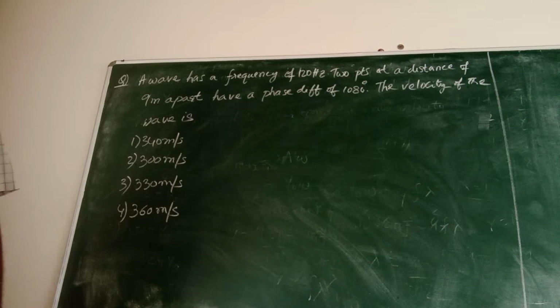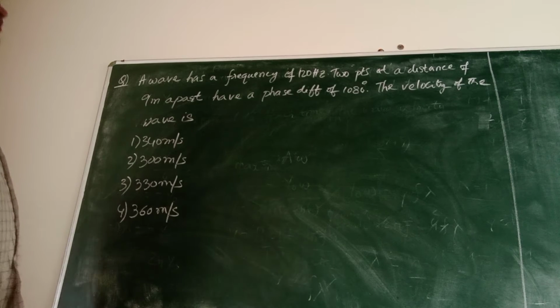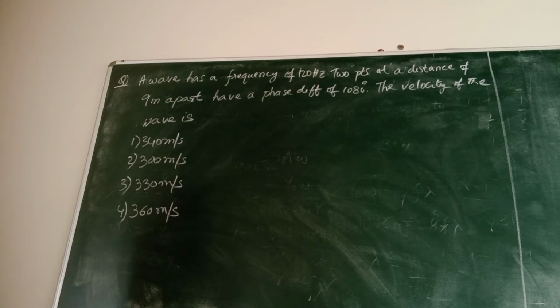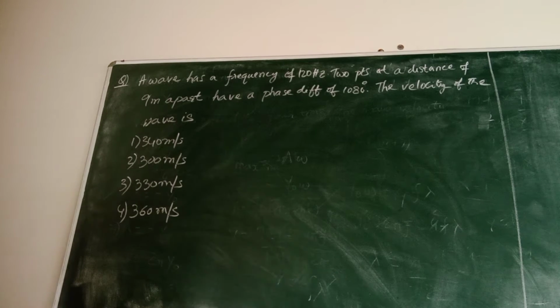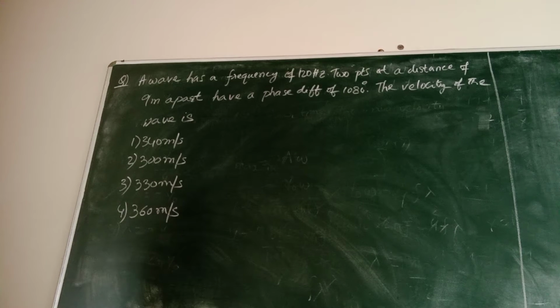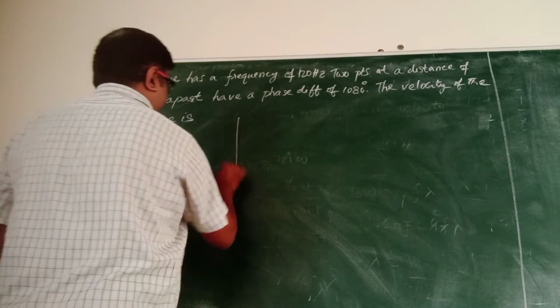Let us see the next one. A wave has a frequency of 120 Hz. 2 points at a distance of 9 meters apart have a phase difference of 1080 degrees. The velocity of the wave is. Suppose some wave is there.